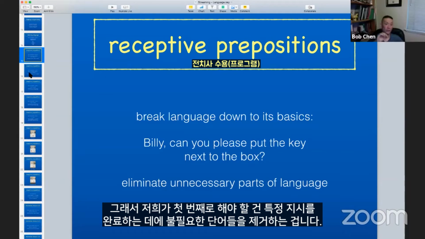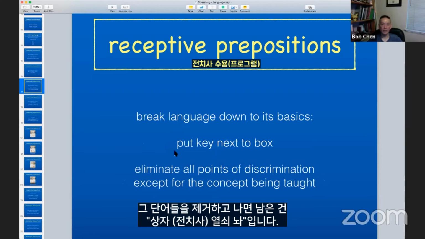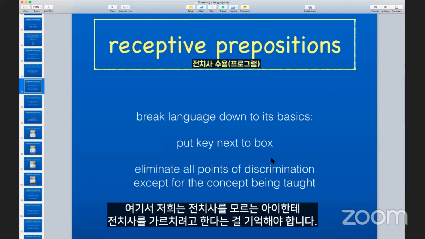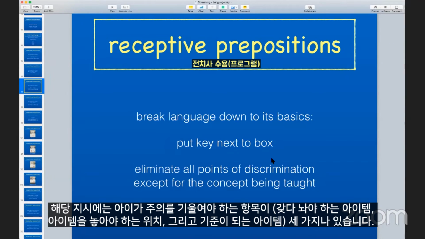So the first thing that we're going to do is take out all the words in there that are unnecessary for the completion of this specific task. So we're going to get rid of that language. And so what we're left with is put key preposition box. Now, remember, we're teaching prepositions because the child doesn't know prepositions. So in this instruction, they still have to pay attention to 3 different aspects: the item that they're getting, the location that they need to put it in, and the reference item.